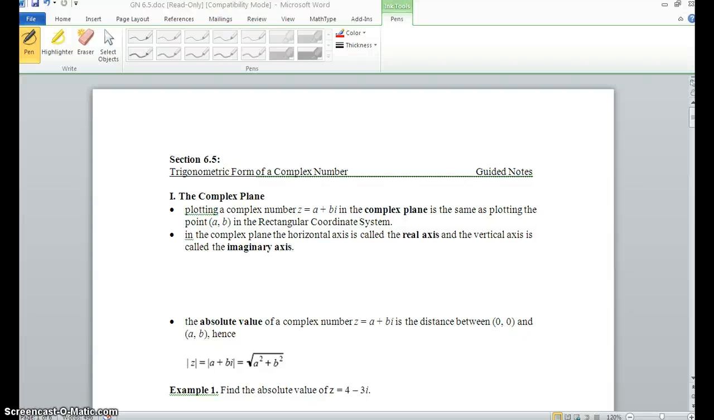Hello class, this is section 6.5, trigonometric form of a complex number.